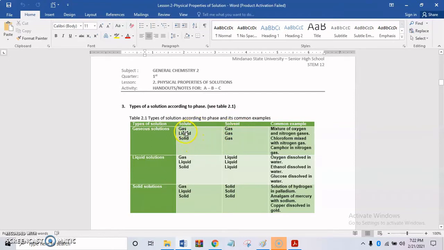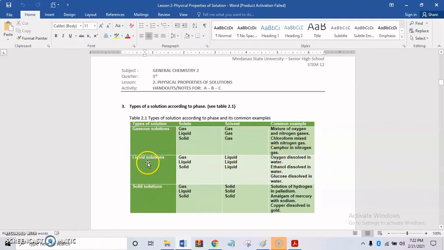If we add, for example, gas to the solvent gas, common example niyan is mixture of oxygen and nitrogen gases or yung ating hangin. Itong nakapaligid sa atin. Next is liquid dinisolved sa gas. Common example nito is chloroform mixed with nitrogen gas. Okay? Solid naman, i-add natin sa gas. Camphor in nitrogen gas.